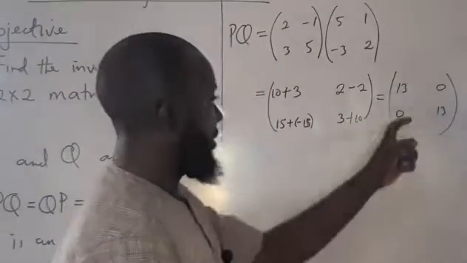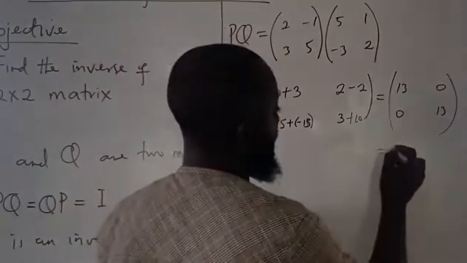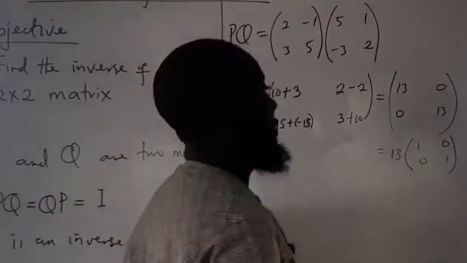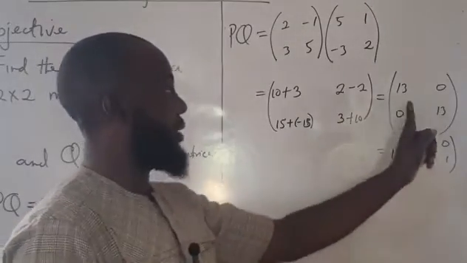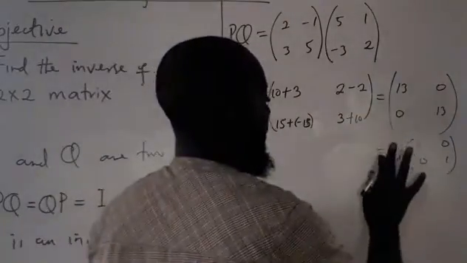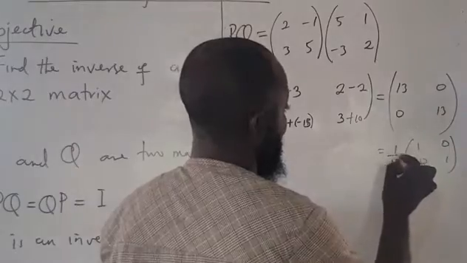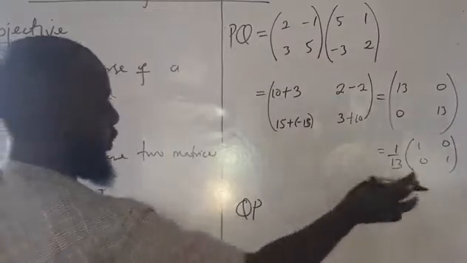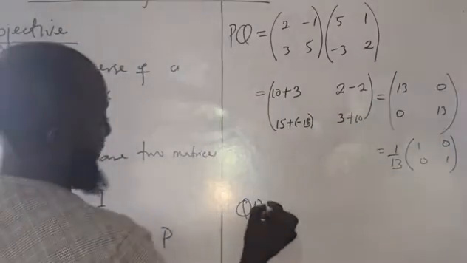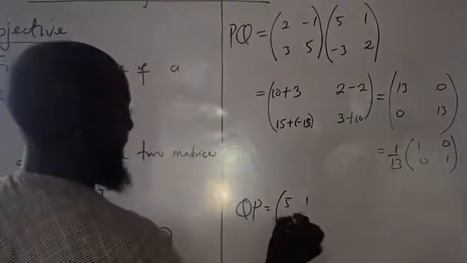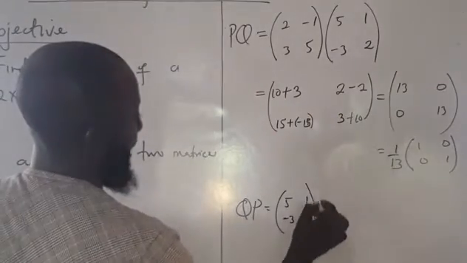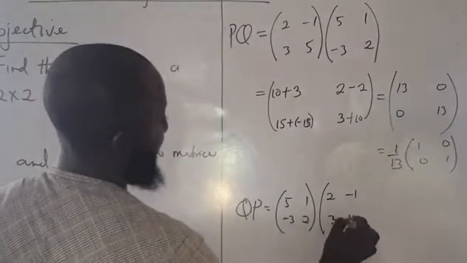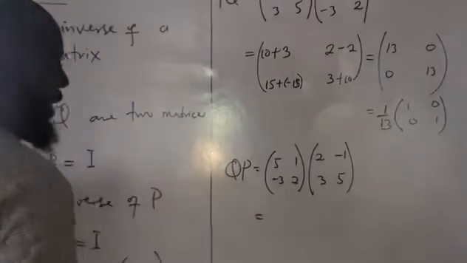You can see we have a unit matrix. By bringing it out, we have 13 times the matrix 1, 0, 0, 1. So when you divide all the elements by 13, this will be 1 all over 13. Now let's check if Q multiplied by P will give us this identity as well. That means we have 5, 1, minus 3, 2, multiplied by 2, minus 1, 3, 5. Let's multiply these two together.